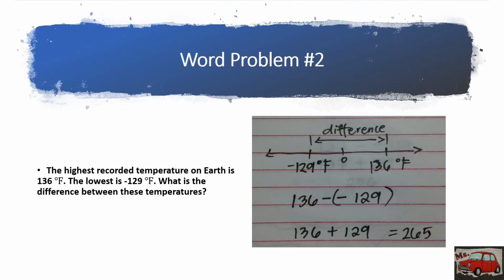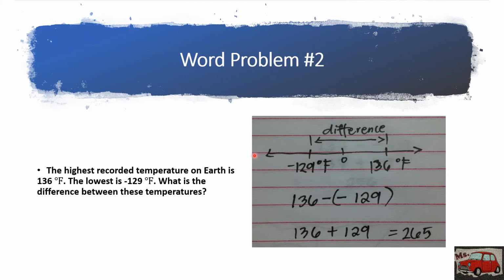The highest recorded temperature on Earth is 136 degrees Fahrenheit. The lowest is negative 129 degrees Fahrenheit. What is the difference between these temperatures? Okay, so hinahanap is yung difference, okay? Nung highest recorded temperature at saka yung lowest recorded temperature. So since ang keyword is difference, so the operation is subtraction. But basically, ang hinahanap lang dyan is yung distance between highest temperature and the lowest temperature.